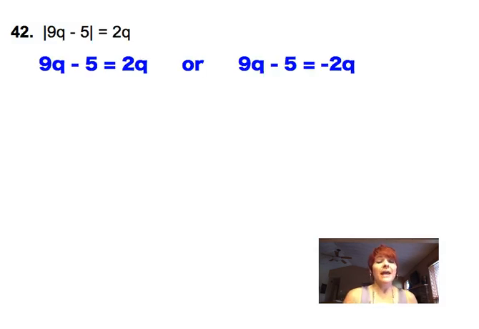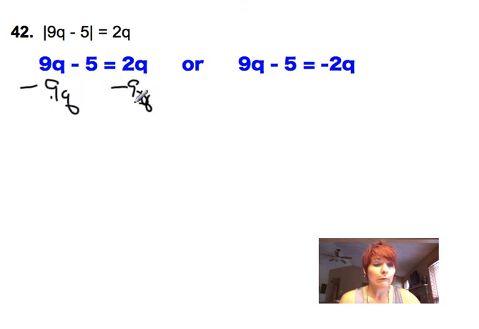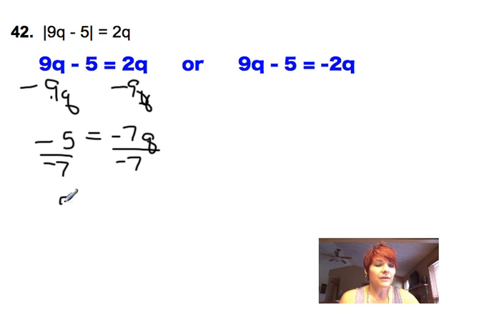First we start out with 9q minus 5 equals 2q, or 9q minus 5 equals -2q. The first thing we would want to do is get the q's together on one side. So I would subtract 9q. So I'd have -5 equals -7q. Now we divide by -7. That turns out to be +5/7 equals q.